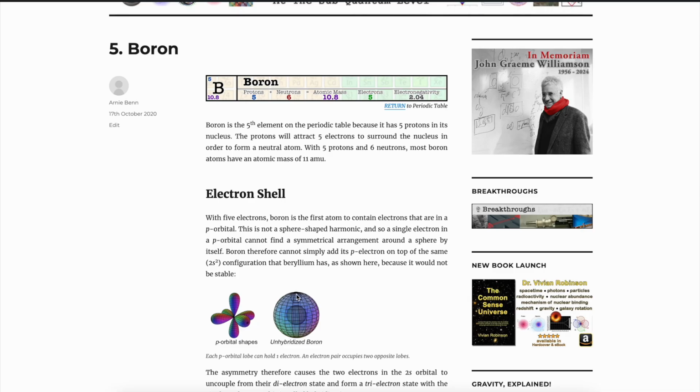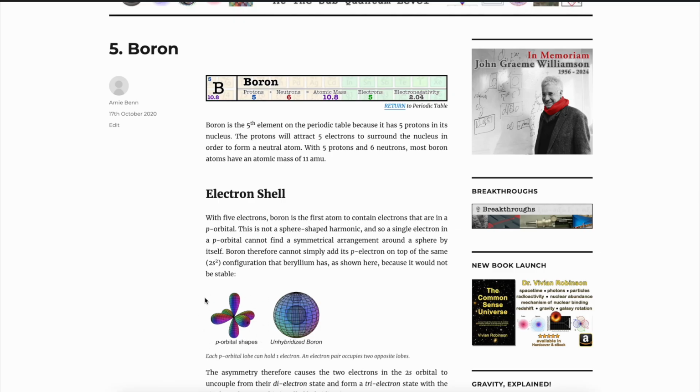You cannot have this single 5th electron just throwing itself into the second shell because it creates an asymmetry. And electron wave structures require symmetry in order to be stable. Now, those of you that have learned a bit of chemistry will recognize this.